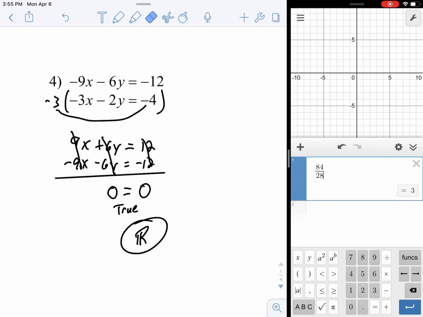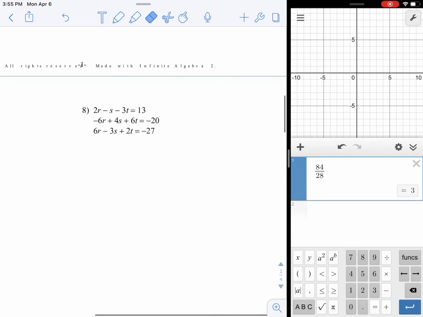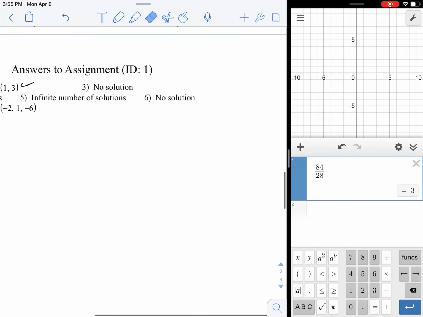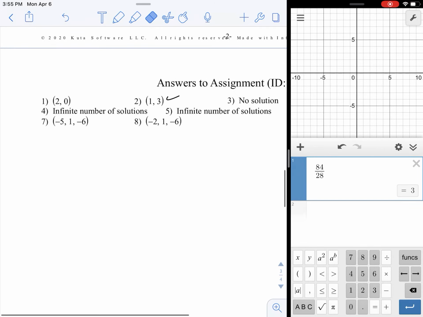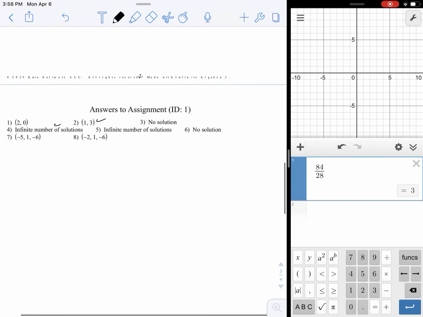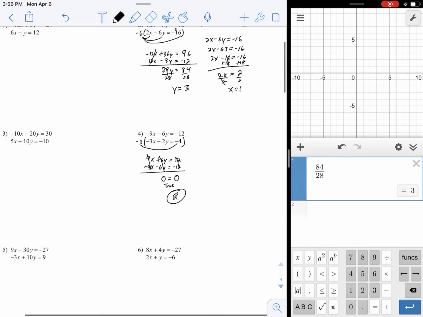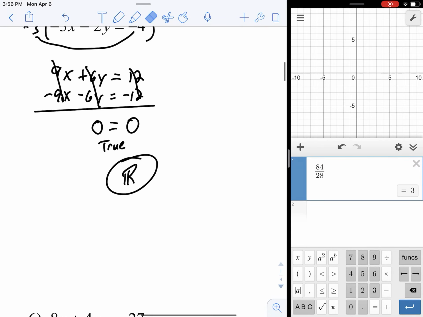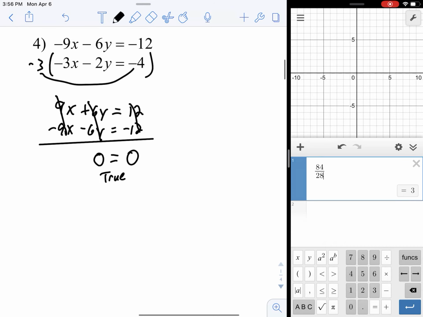So that's one of the special situations. Let me go down to number 4 in the answer key, and there you see infinite solutions. If you glance at the answer key, you see no solution, infinite solutions. That comes up. Oh, you know what? I guess I made a mistake. It's not all real numbers. Every pair of numbers doesn't solve this, but there are an infinite number of solutions.